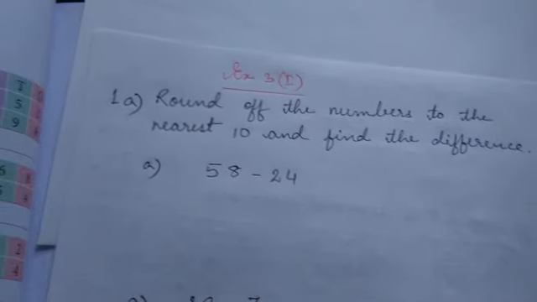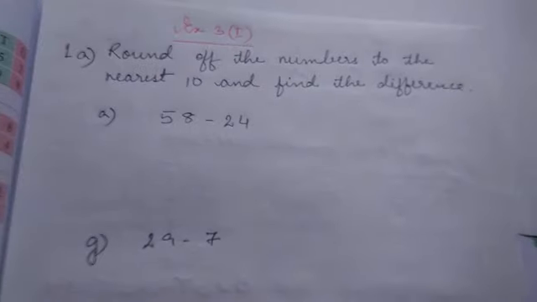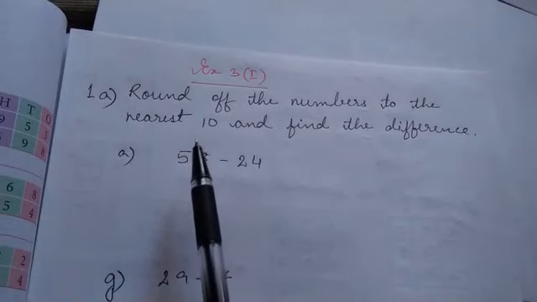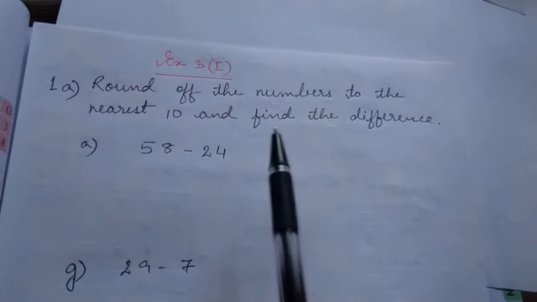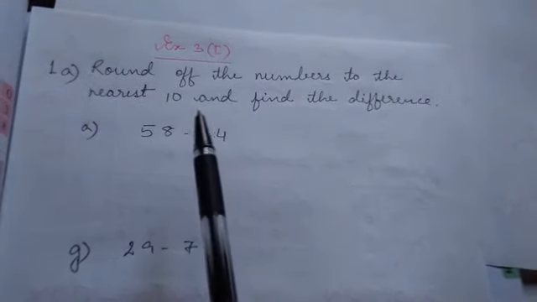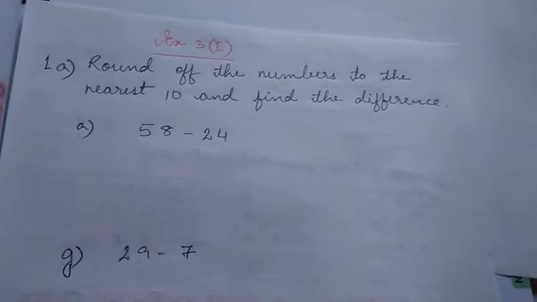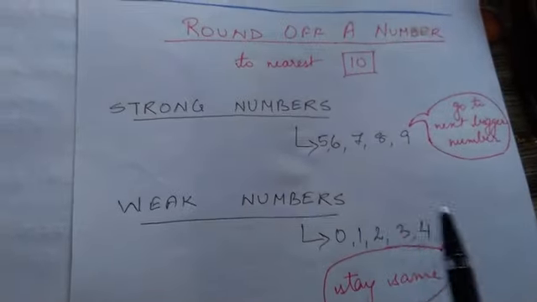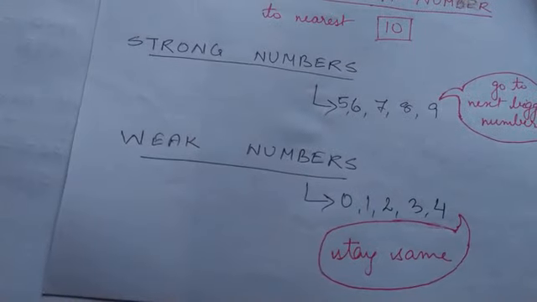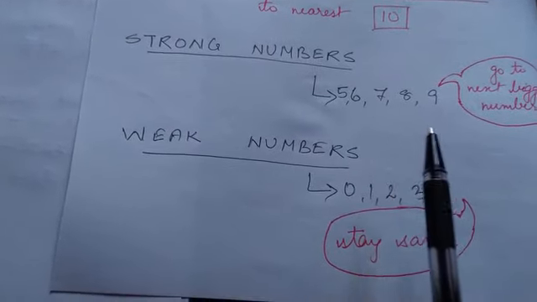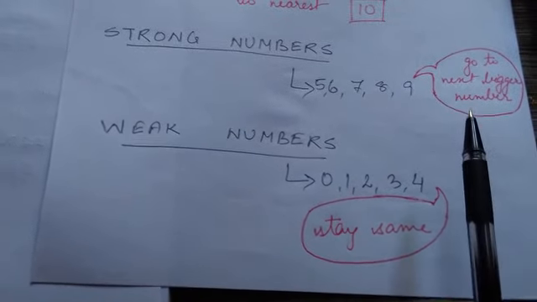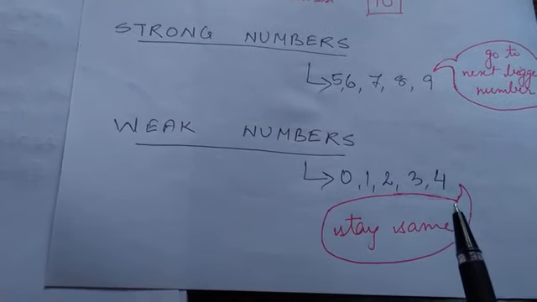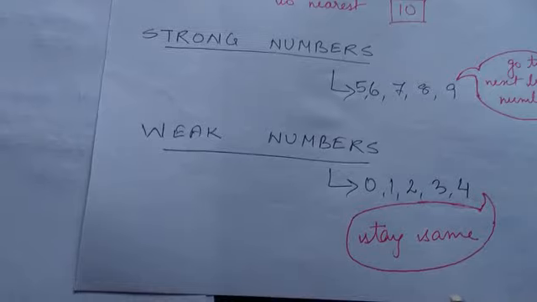This is exercise 3I. So this is again the round off which you had done in the addition. This says round off the numbers to the nearest 10 and find the difference. I have already taught you what the strong numbers and the weak numbers are. 5, 6, 7, 8, 9 are the strong numbers, and they say go to the next bigger number, and the weak numbers are 0, 1, 2, 3, 4, and they say stays the same.